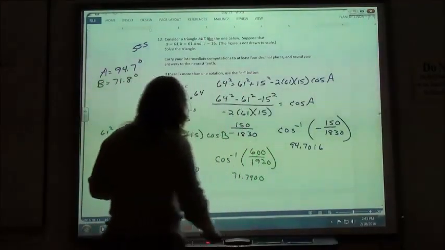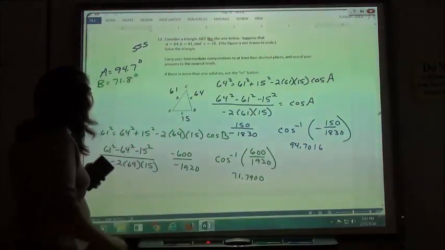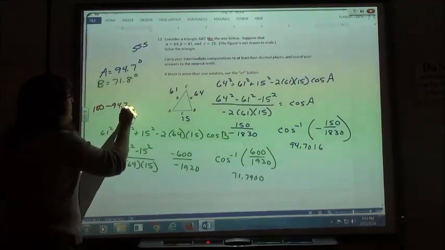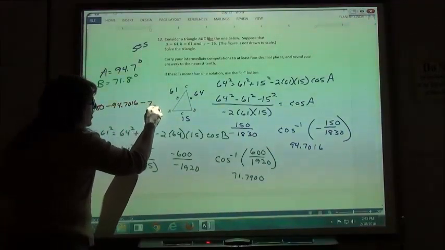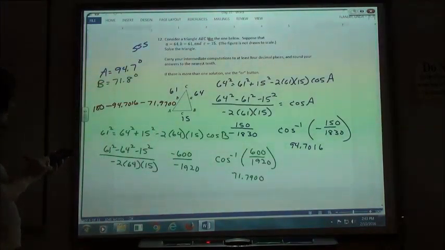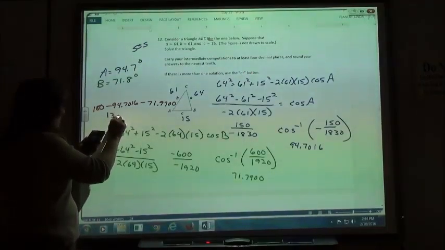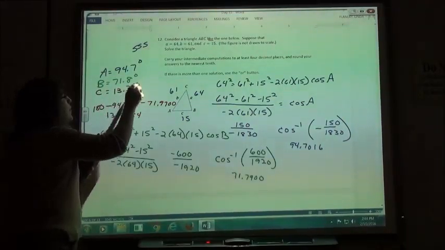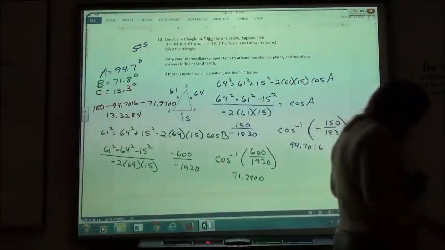Angle C then, since I know angle A and B, I can just subtract from 180. So 180 minus my 94.7016 minus my 71.9700. So 180 minus 94.7016 minus 71.9700 gives me 13.3284. So angle C is 13.3 degrees when I round that off to the nearest 10.